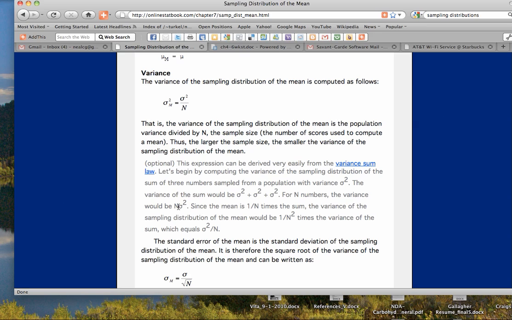So what that means then is, for n numbers, the variance of the sum is n sigma squared. We divide by n squared, and we get n sigma squared divided by n squared, or sigma squared divided by n. So that's the variance of the mean.